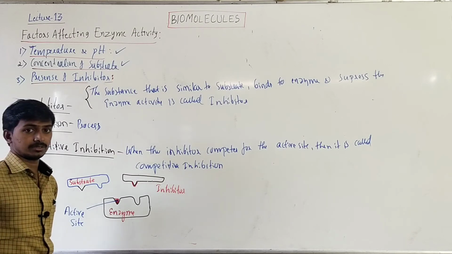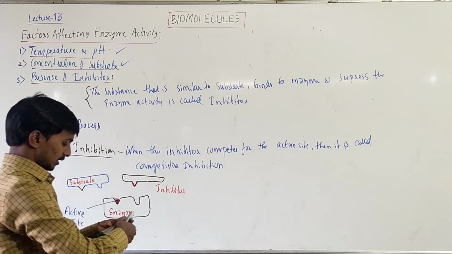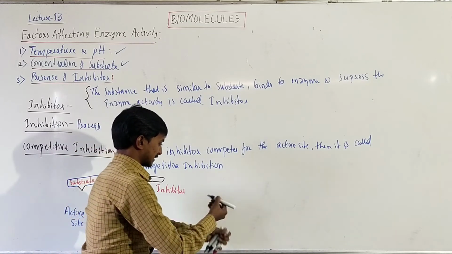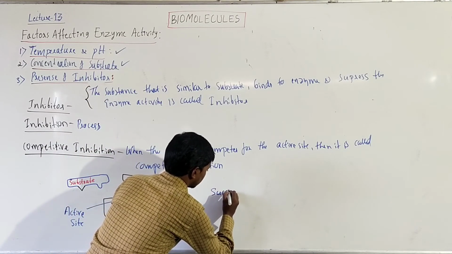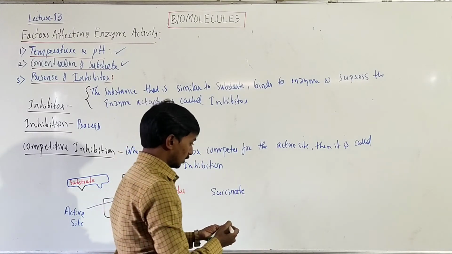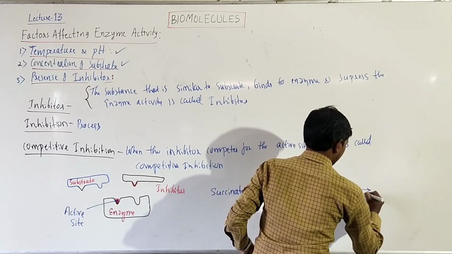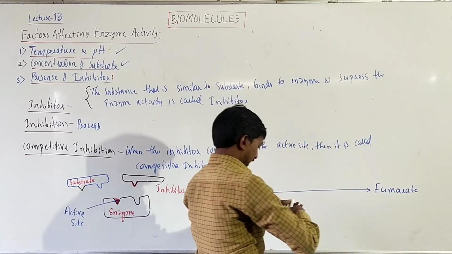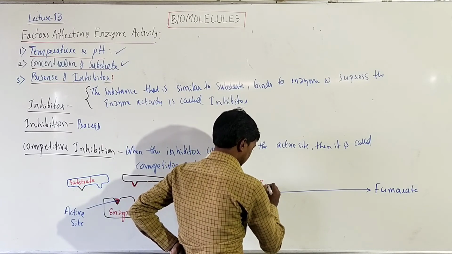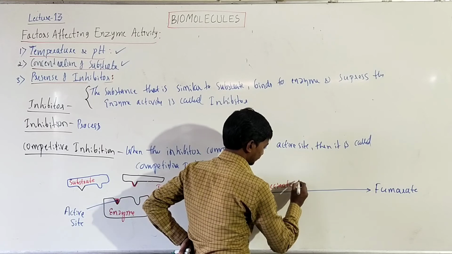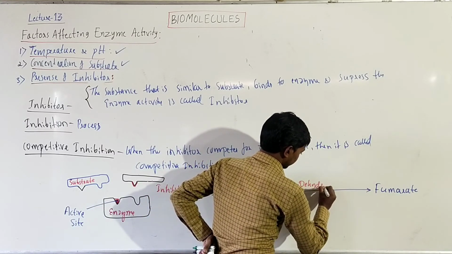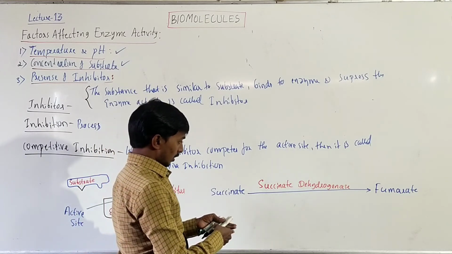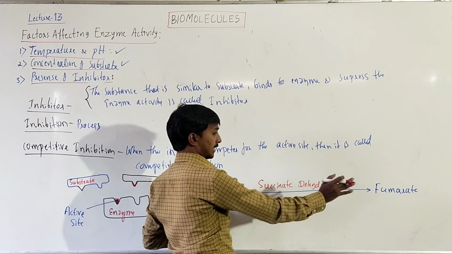Space means active site. For example, we have an enzyme; for that, we'll understand better. Succinate will convert into fumarate by the action of the enzyme succinate dehydrogenase. When this substrate binds to this enzyme, it converts into fumarate.